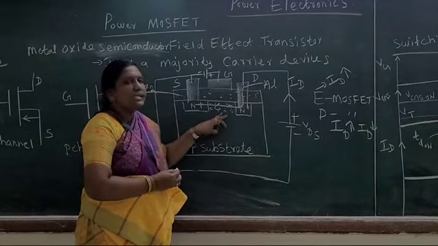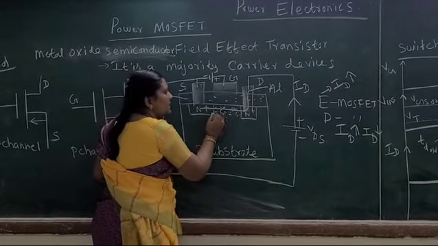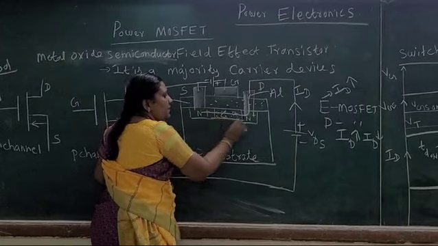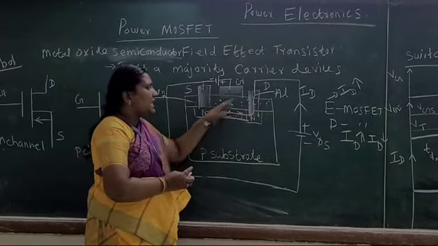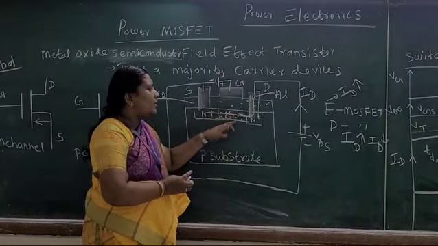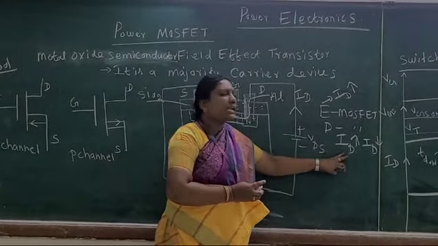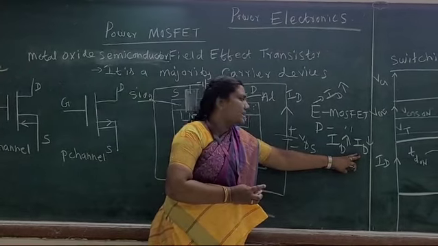If we go for the D MOSFET, there will be a permanent channel between the source and drain. When it is working, that channel width is getting modified. According to that, an increase in drain current as well as a decrease in drain current is achieved.